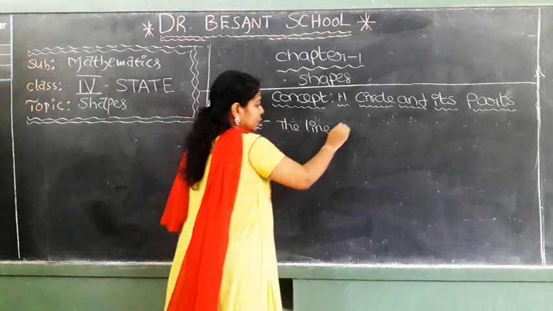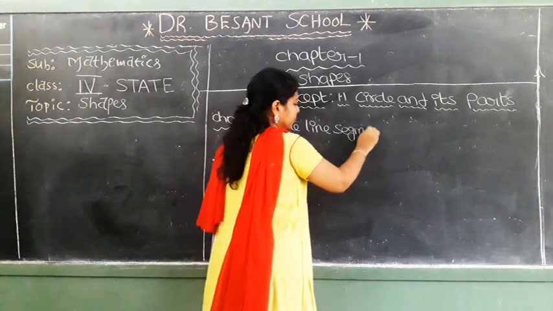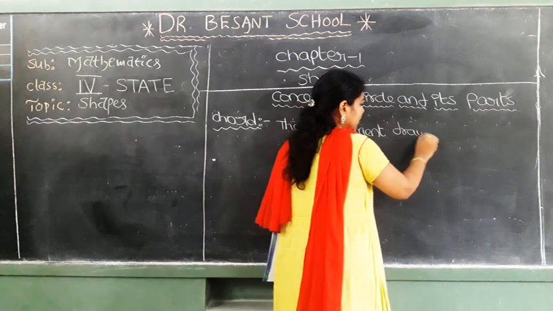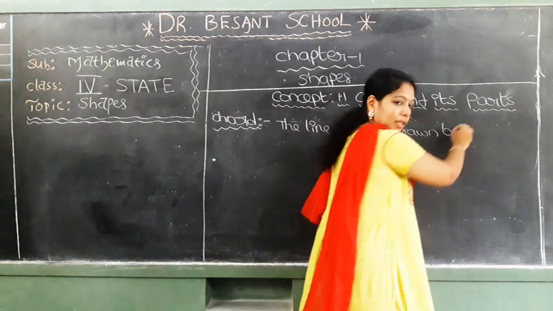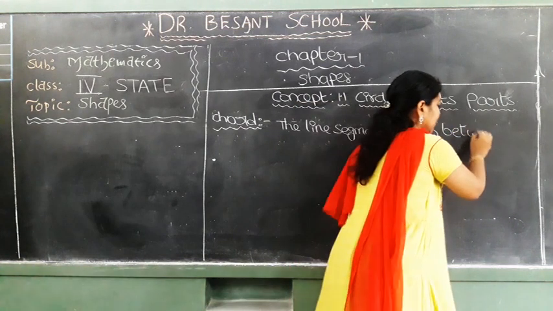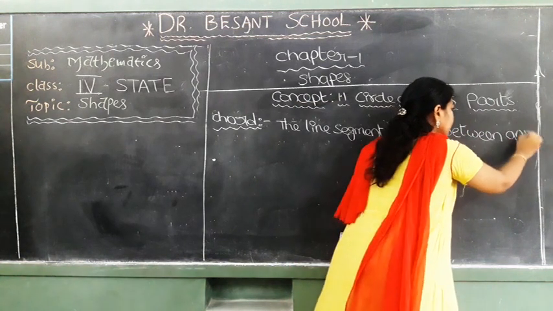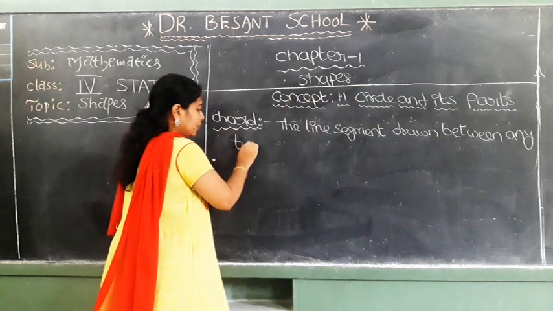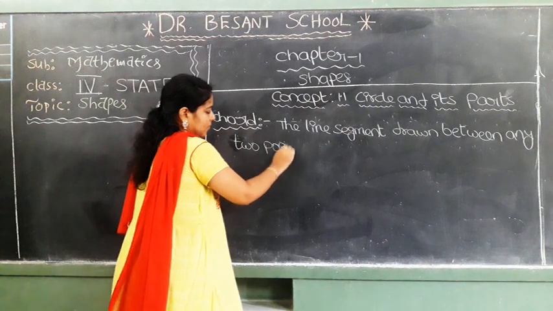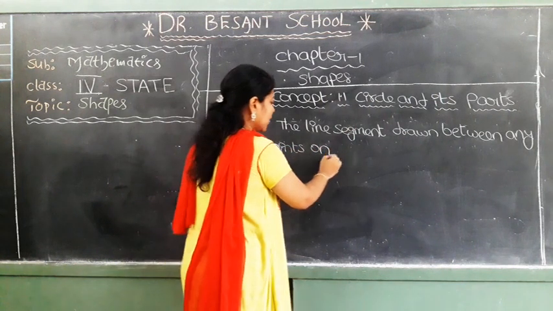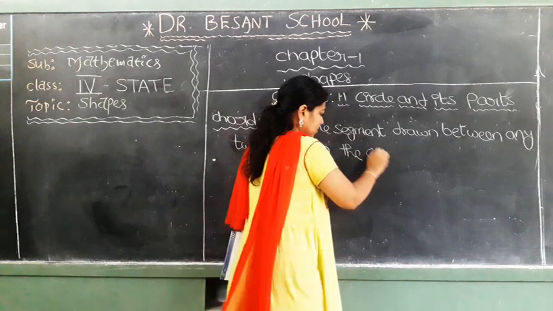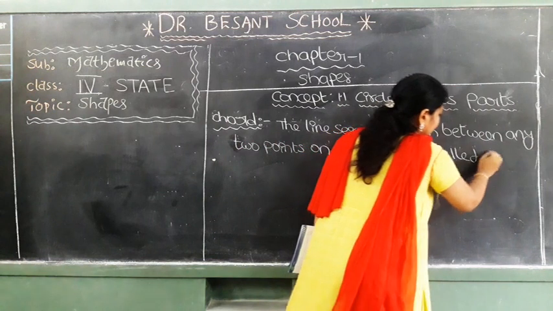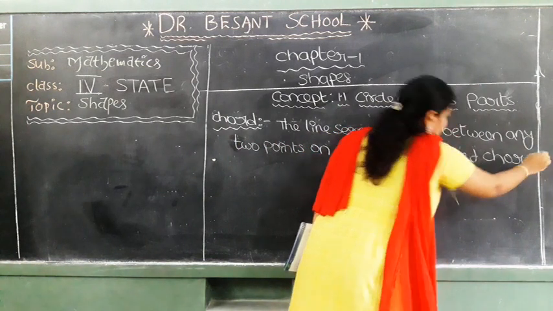The line segment drawn between any 2 points on the circle is called chord.